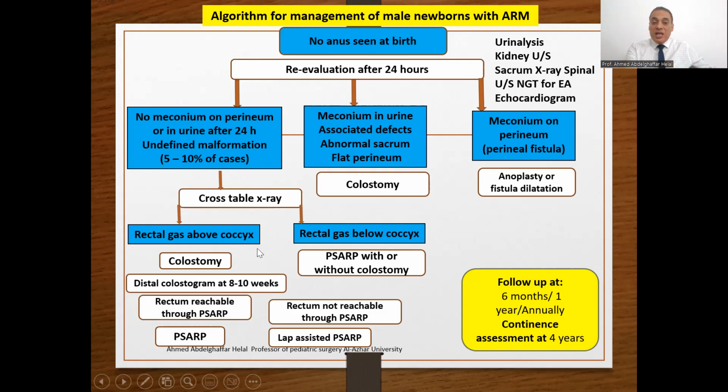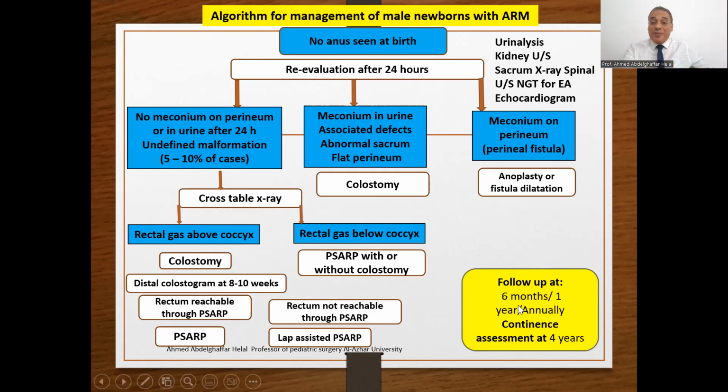And to determine if there is high rectal gas above the coccyx, you will perform colostomy with distal colostogram and show if the rectum is reachable through PSARP. If reachable, you will perform PSARP. If the rectum is not reachable through PSARP, you will perform laparoscopic assisted or abdominal approach. If the rectal gas is below the coccyx, you can perform PSARP with or without colostomy, depending on the situation of your child or your newborn.